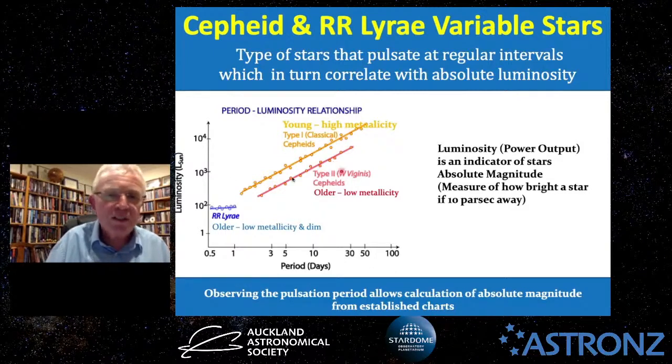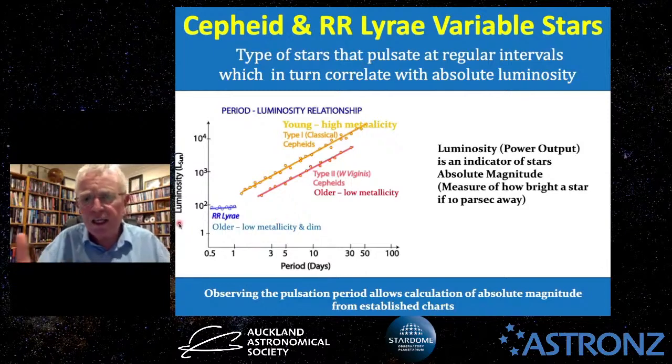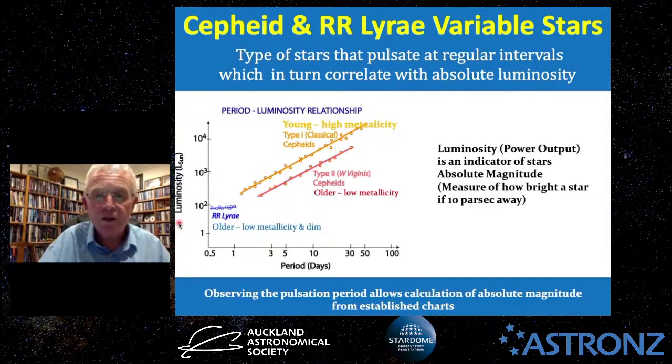So those are the two types of Cepheid variables. And then the RR Lyrae are older stars again, quite a bit dimmer down here. And once again, because they're older, low metallicity. Okay, so that's one way: you look at these stars and see how often they pulsate, and you work out how bright they are, or rather, their luminosity.